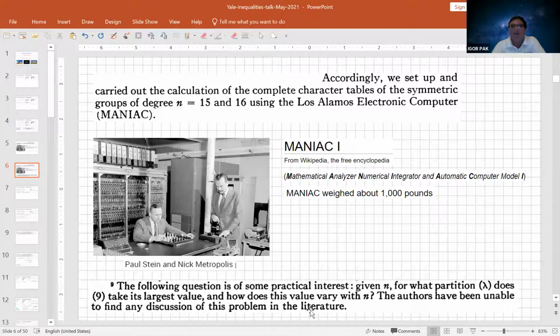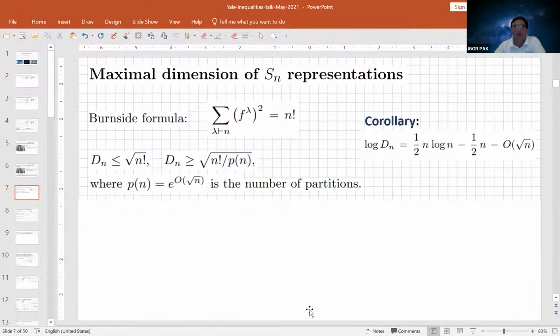No, I mean there were really no computers before that. The number of partitions of 16 is already beyond what you can do on a piece of paper. So yeah, we really don't know that much. And in fact, what people got from computations wasn't that great either. I'll show you in the next slide or a couple of slides.